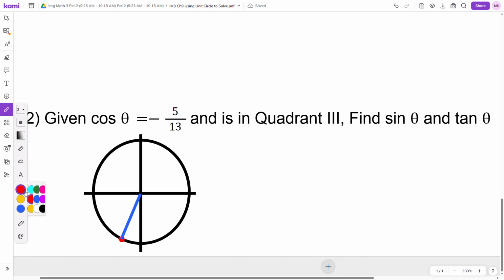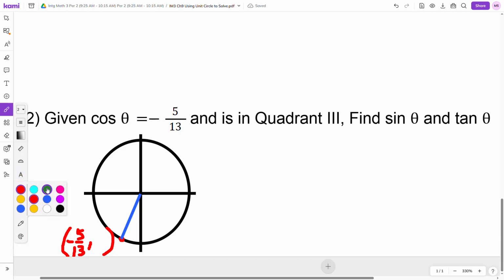I'm just going to remind you what this means. There's some coordinate here, and the cosine is negative 5 over 13. And then the sine is some value that we don't know. And we have to find both sine and tangent, and we're not even given an angle. How is this possible? Well, it's possible through the power of Pythagoras.